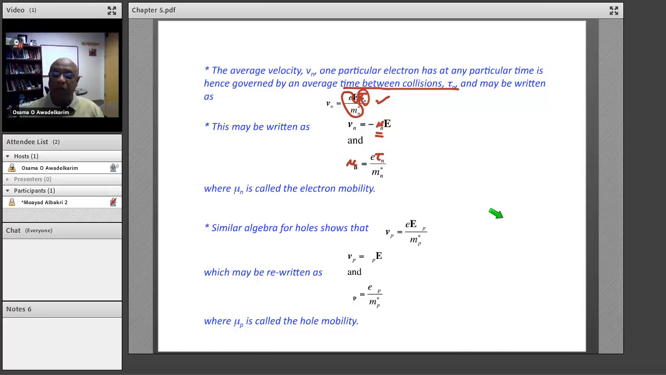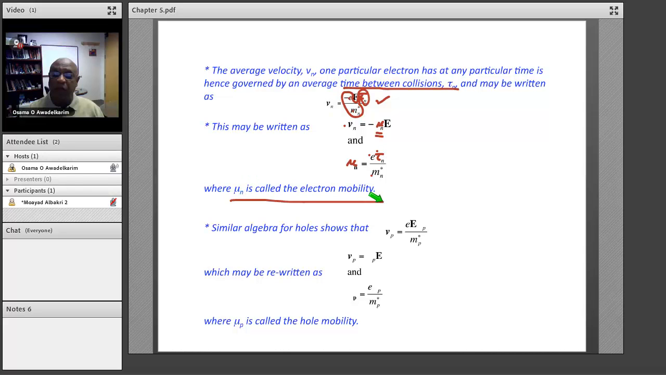So Vn can be written in terms of this mu n times E. This mu n is all these factors here, E times tau n times m star n. These are what I call mu n, right? And this mu n times the electric field gives you the average velocity. Okay? So this is a very, very simple theory which tells you about the mobility. This mu is called the mobility.